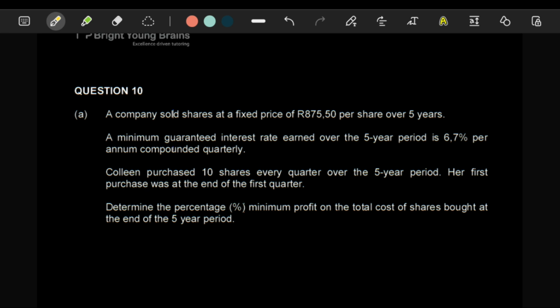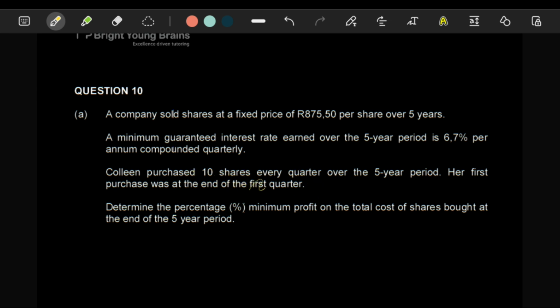Excuse me. So, for example, here they're talking about a company selling shares at this price for 5 years. You can almost think of this as monthly installments for 5 years. And then it says here the minimum guaranteed interest rate earned over the 5-year period is 6.8 per annum compounded quarterly. And then it says Colleen purchased 10 shares every quarter.